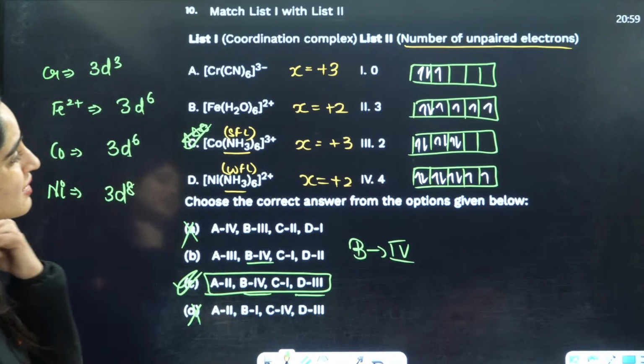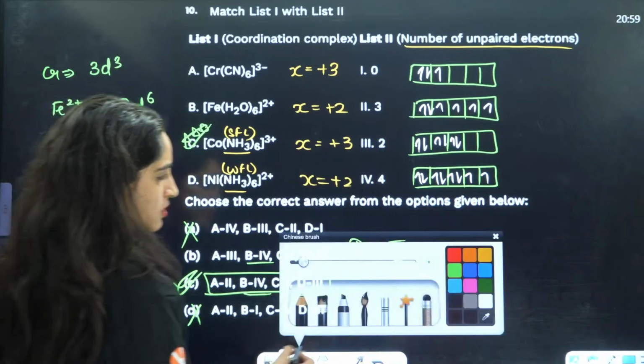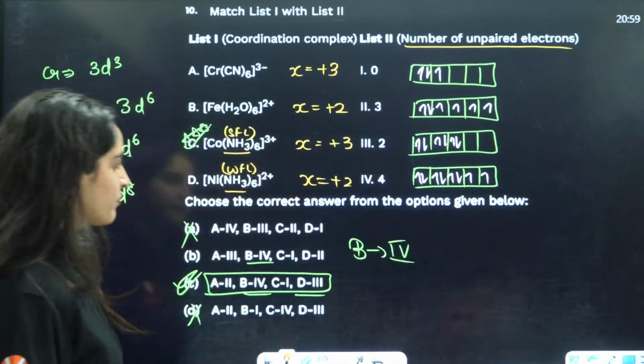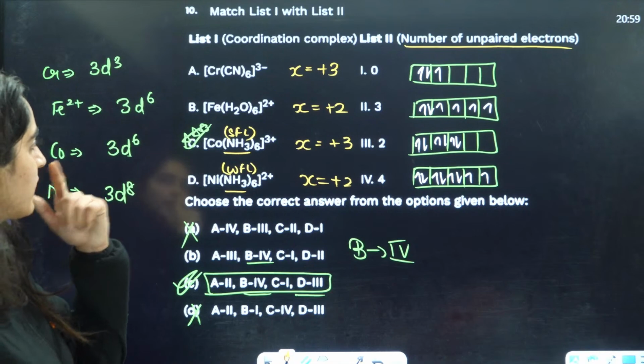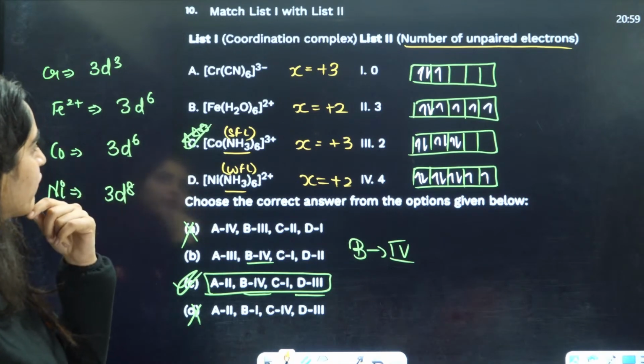But if you see A, they are saying it has 3 unpaired electrons. How come? It will cause pairing. Then how come it is 0? 0 unpaired electrons is for C, right? So for A it should be 1, isn't it?